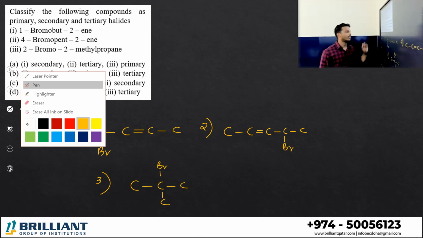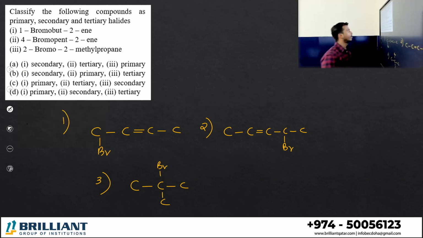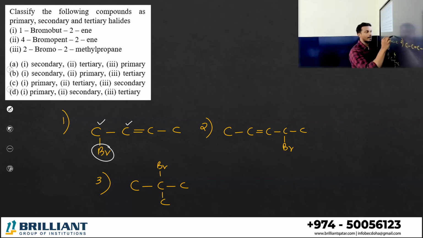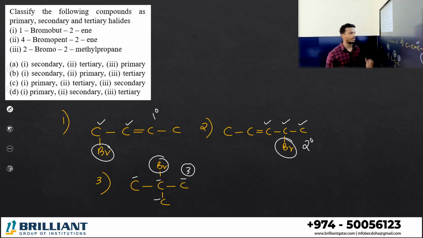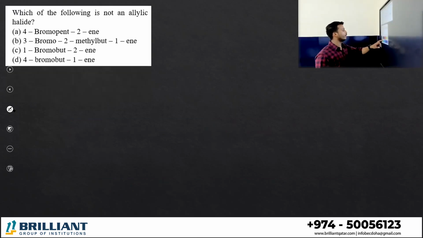Fine. Here, check it please. Here the bromine-connected carbon is directly connected to 1 carbon, primary. Here the bromine-connected carbon is directly connected to 2 carbons, secondary. Here it is directly connected to 3 carbons, tertiary. So one is primary, one secondary, one tertiary. Correct order. So the answer is primary, secondary, tertiary, option D. So simple to identify. Correct.